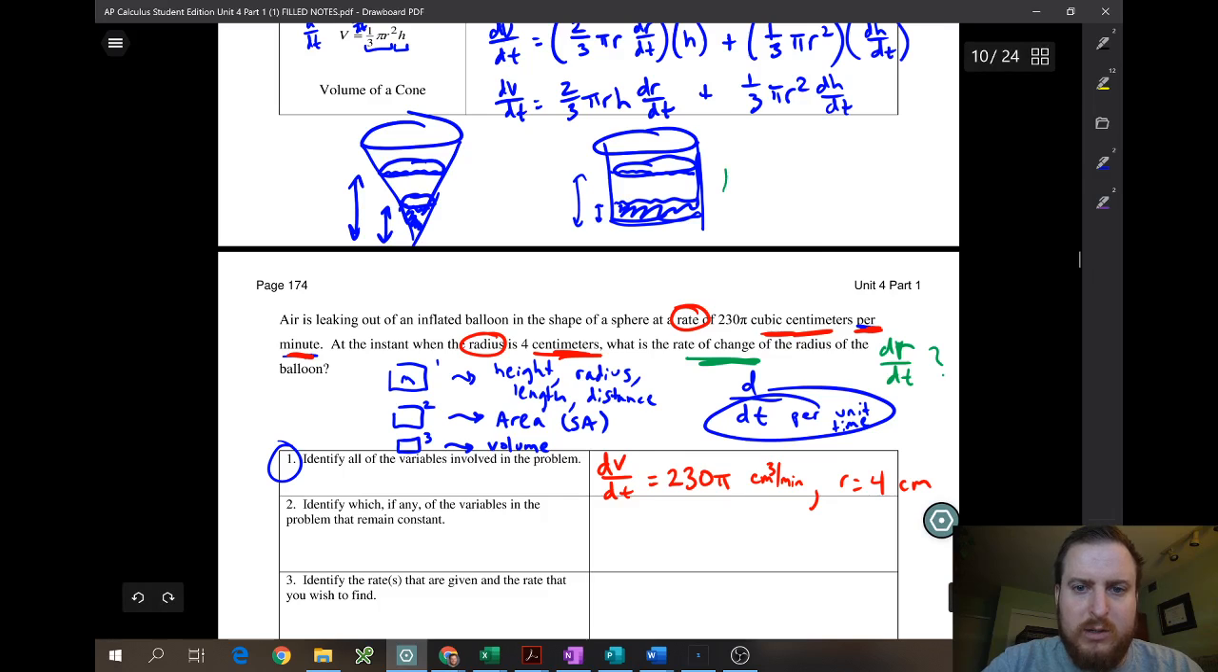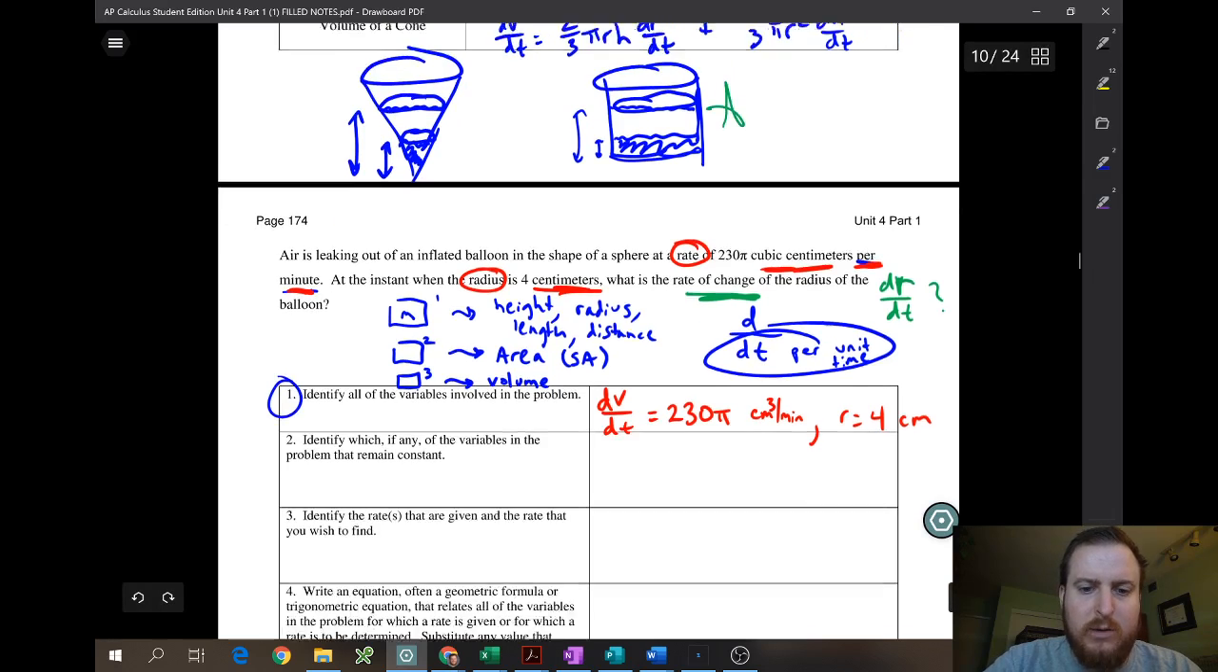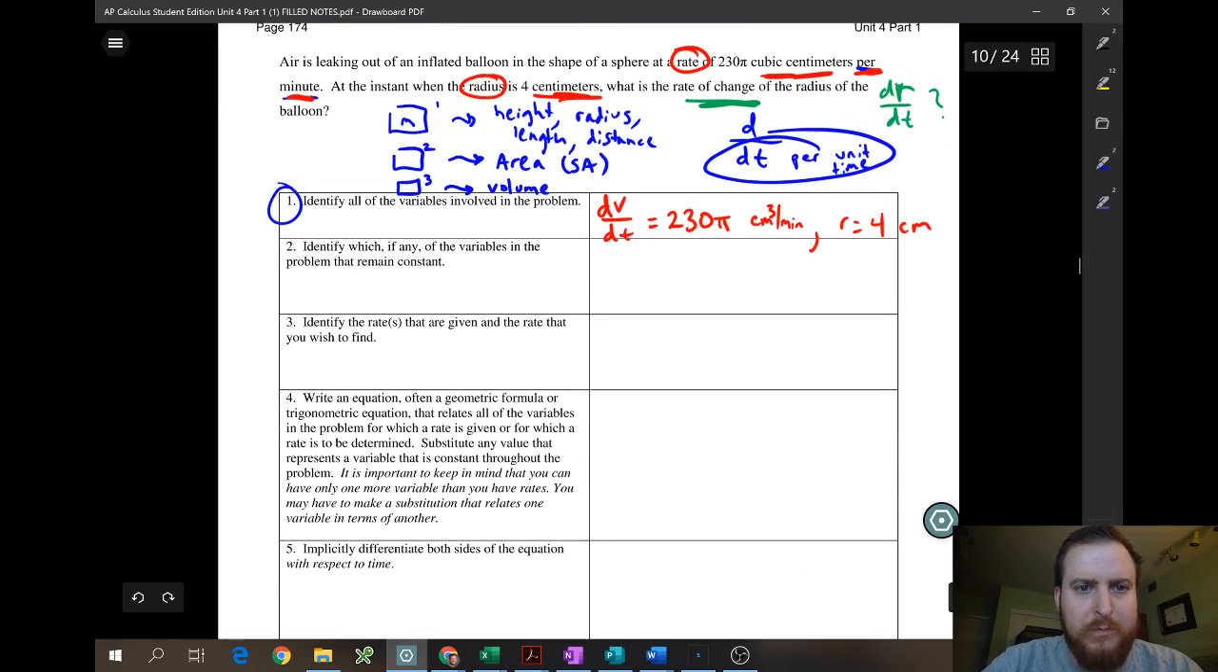Like we talked about this cylinder having a constant radius. Well, if we were thinking about a balloon inflating or deflating, and in this case, air's leaking, so it's deflating, then we can basically say that there are no constants.